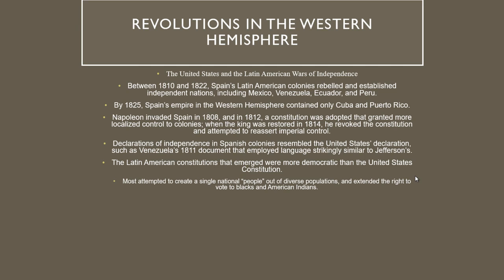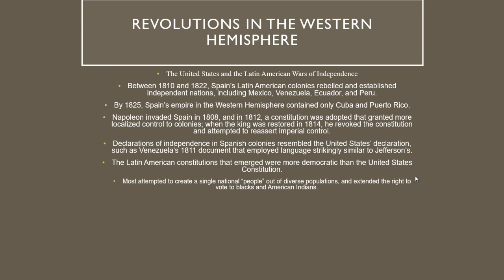As in the British colonies, local elites demanded status and equality. Declarations of independence in Spanish colonies resembled the United States Declaration, such as Venezuela's 1811 document that employed language strikingly similar to Jefferson's. Unlike the British colonies, however, the Spanish Empire was too vast and disconnected for common nationhood, and it dissolved into 17 independent countries. While communication and printing in the Spanish territories was scarce, imported literature spread the era's revolutionary ideas.